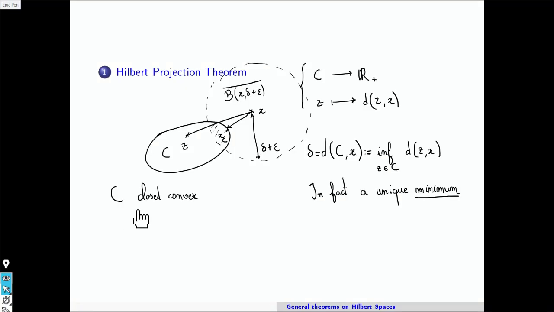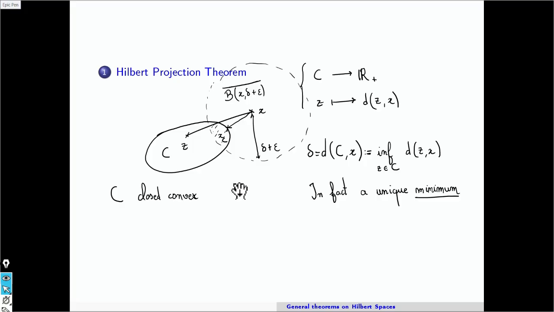Let C be a non-empty closed convex subset and X a point. The function which to Z in C associates the distance between Z and X has positive values, so it admits an infimum, which is by definition the distance between X and the subset. The theorem says that this infimum is in fact a minimum.